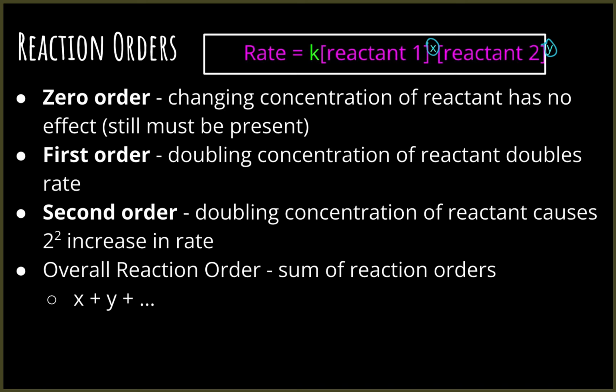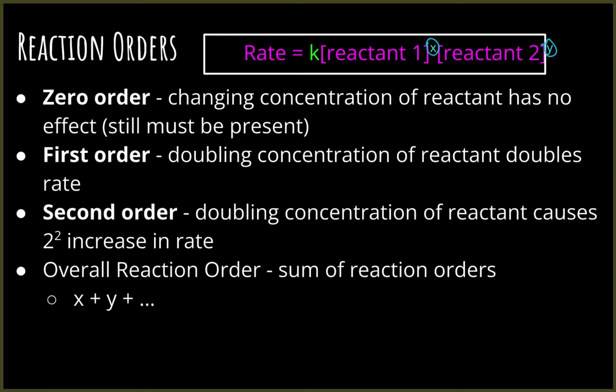So this is how the order is related to how changing the concentration changes the rate. So if something is labeled as zero order, that means changing the concentration of the reactant is not going to affect the rate of the reaction. So if you're trying to speed a reaction up, if a reactant is zero order, changing the concentration of that reactant is not going to have an effect on how fast or slow the reaction is.